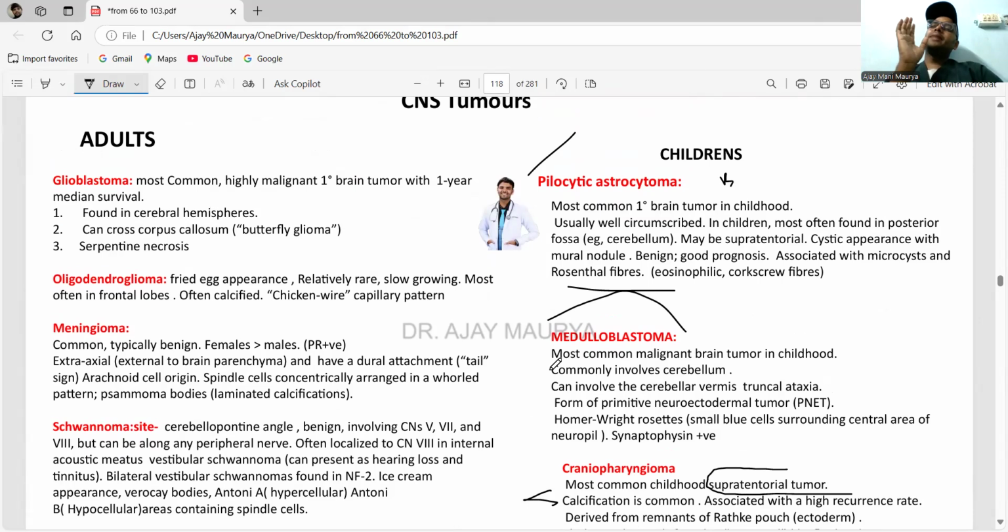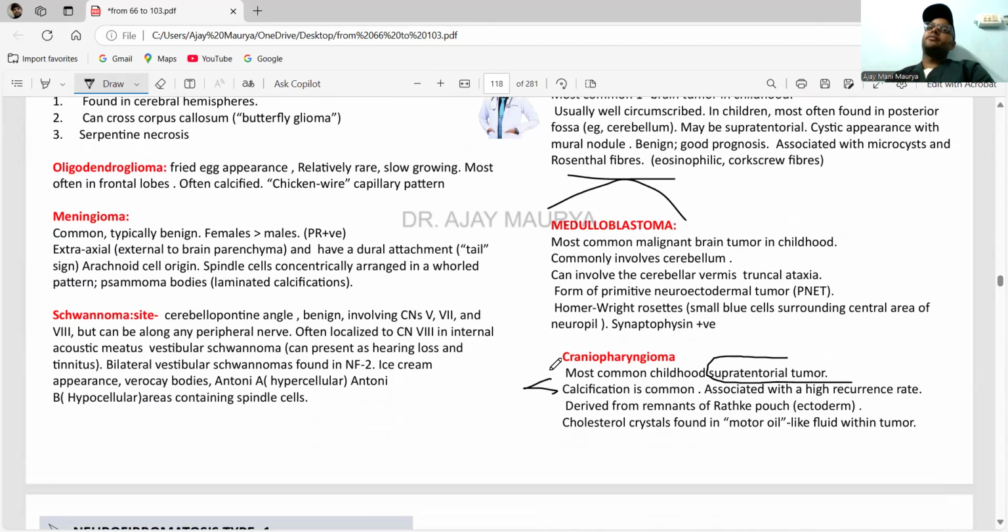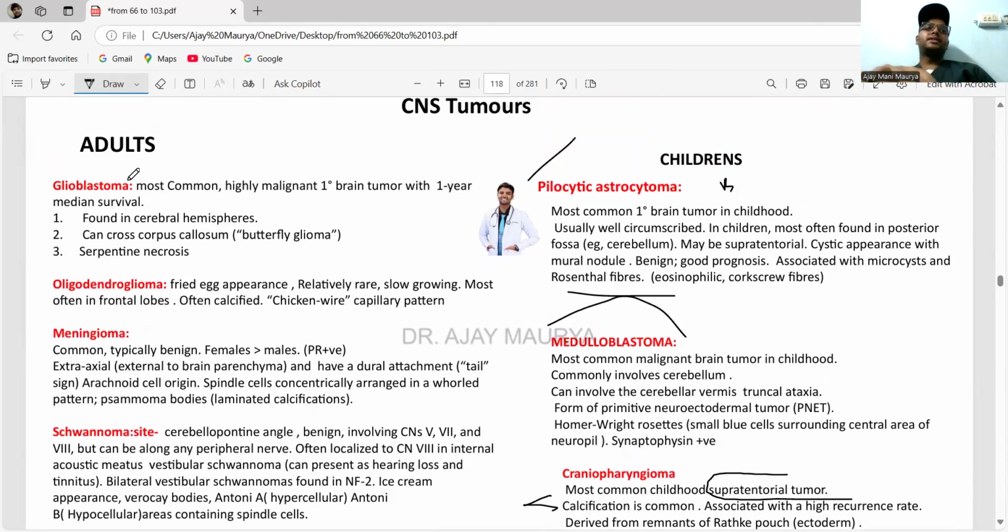What is the most common benign brain tumor of the child, which is located at the periphery? It is the pilocytic astrocytoma. The most common malignant tumor, which is located centrally, is the medulloblastoma. The most common childhood supratentorial tumor, where we will see the calcification, is the craniopharyngioma. That's it.